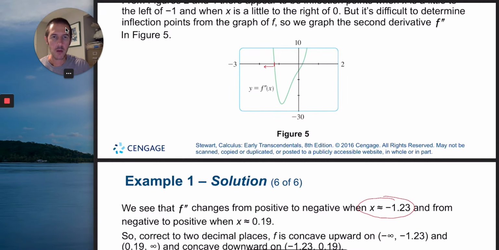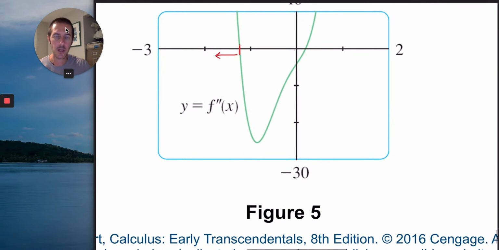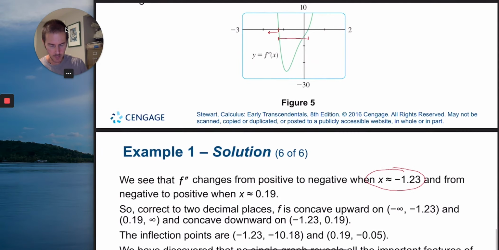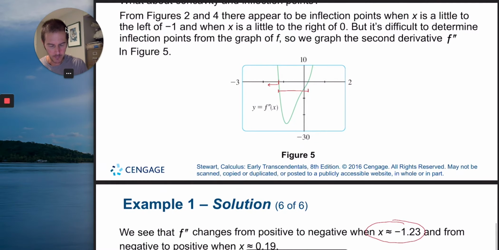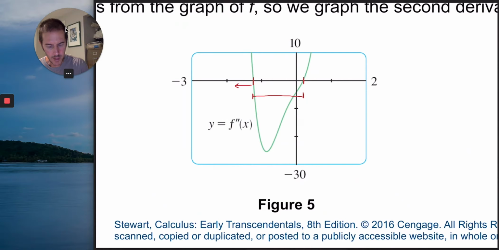And then our second derivative, this green graph, is negative or below the x-axis on the interval that goes from that approximate value of negative 1.23 up to, what does the author say? Approximately positive 0.19. So on that interval, our graph would be concave down because the second derivative is negative. In other words, the graph of the second derivative is below the x-axis. And then again, the graph of the second derivative crosses the x-axis.